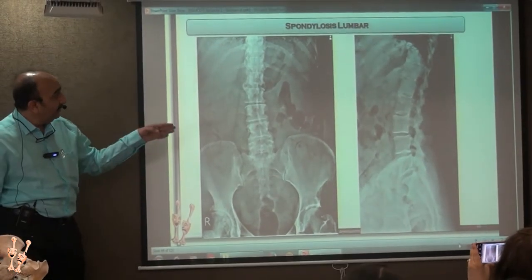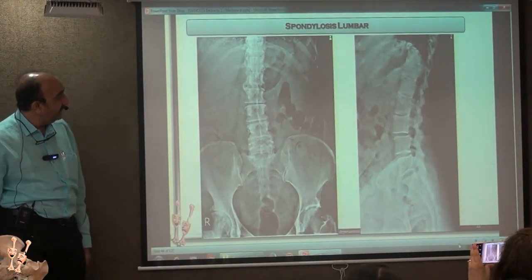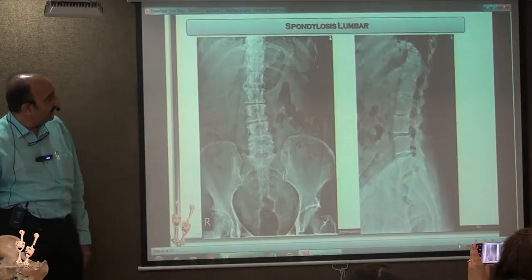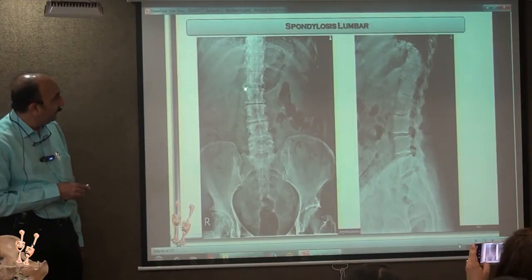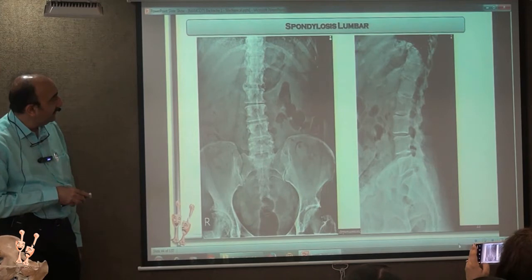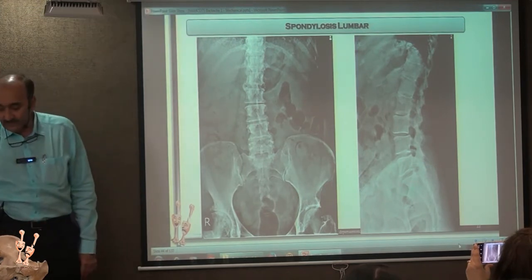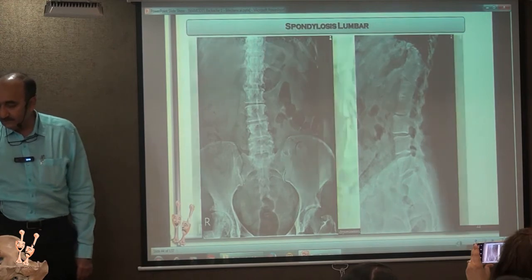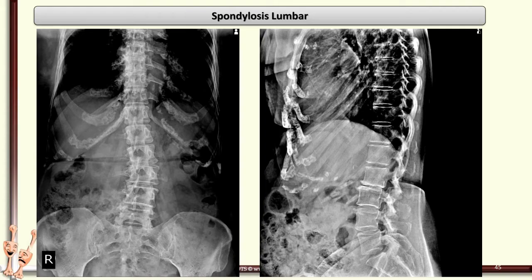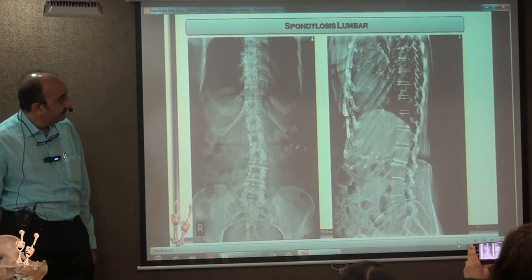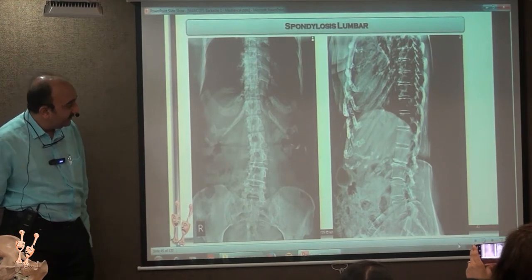Again, degenerative scoliosis and osteophytic changes. You can see these osteophytes up here, there, and there. Degenerative scoliosis again with some amount of porosis.